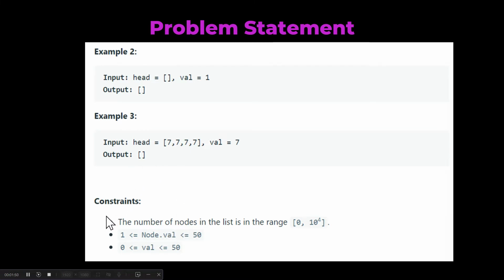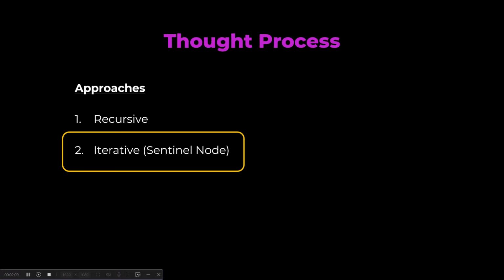So for the constraints, the number of nodes in the linked list is in the range between 0 and 10 to the power 4. And node value is between 1 and 50 inclusive. The value that we need to delete, the value range is also inclusive 1 to 50. There are two approaches that we can use to solve this problem: recursion, and iterative using a sentinel or dummy node. In this video, I will focus only on the iterative approach.